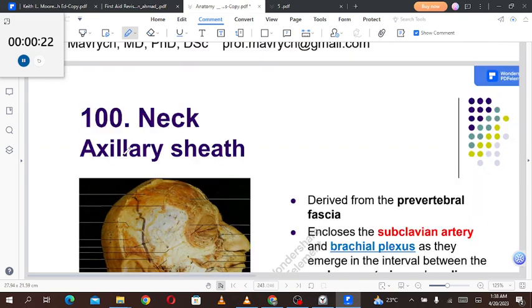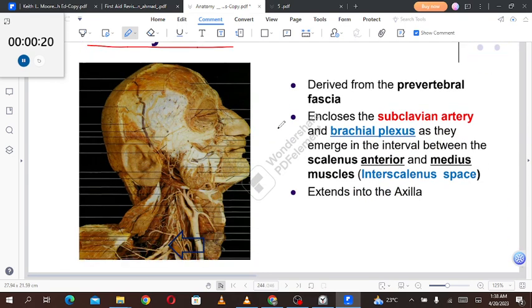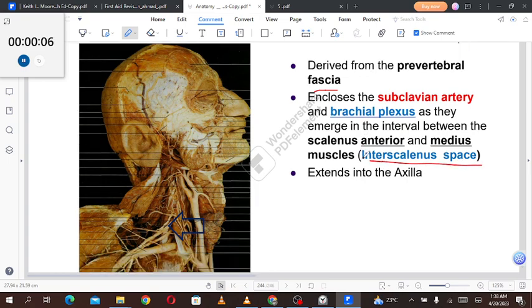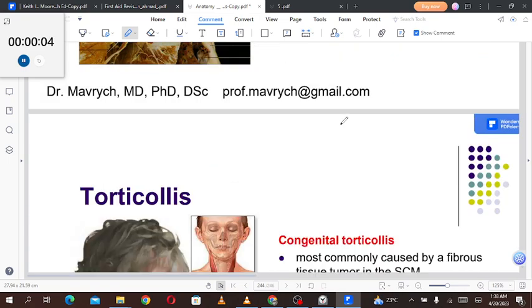Then moving to the 100th point, which is about the axillary sheath of the neck. It is derived from the prevertebral fascia. It encloses the subclavian artery and the brachial plexus as they emerge in the interval between the scalenus anterior and scalenus medius muscles, the interscalene space, and extends into the axilla.